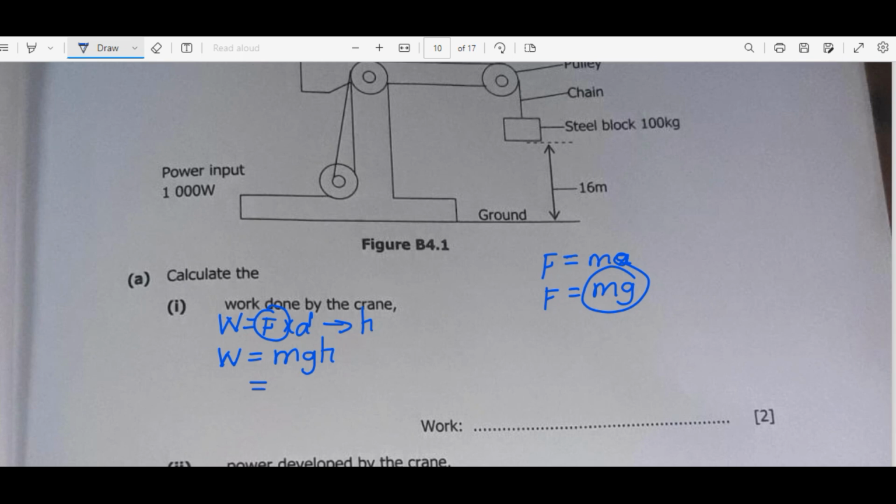So let's now find the answer. The mass is 100 kg, times gravity which is 10, then the height is 16 meters. Now we do the mathematics: 100 times 10 times 16, I'm getting 16,000 joules. This is our work done by the crane.